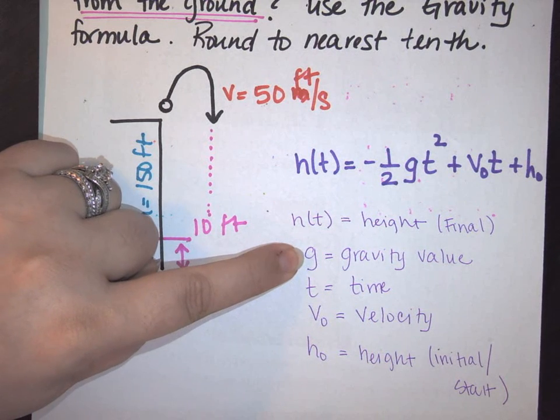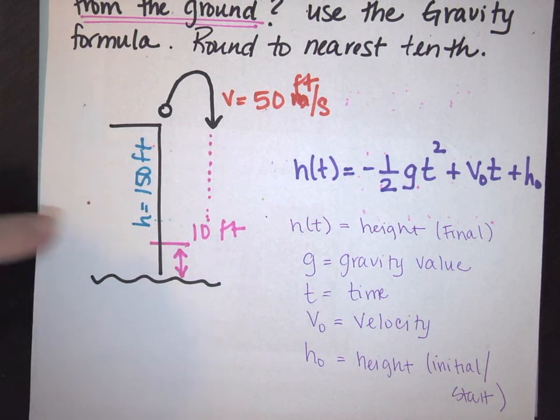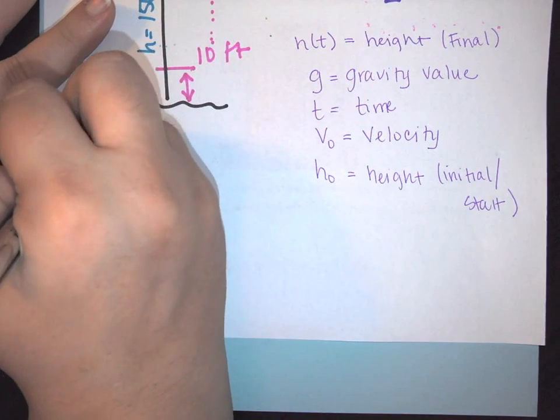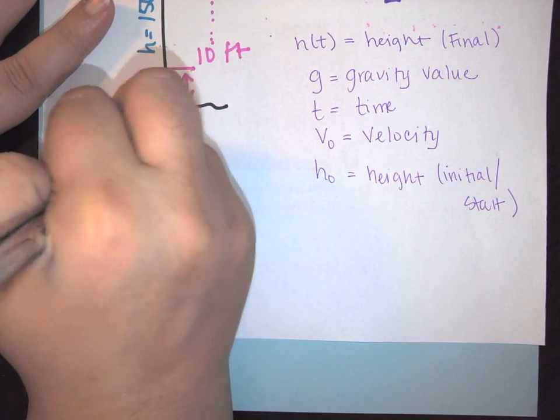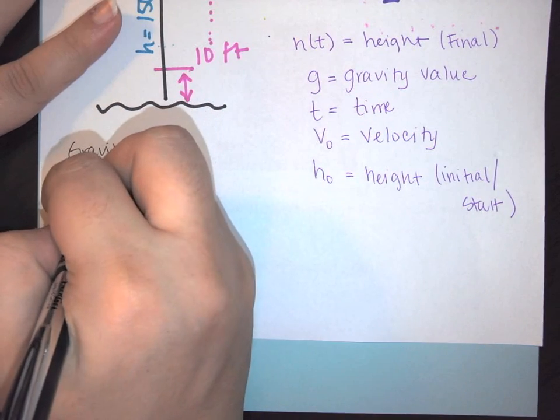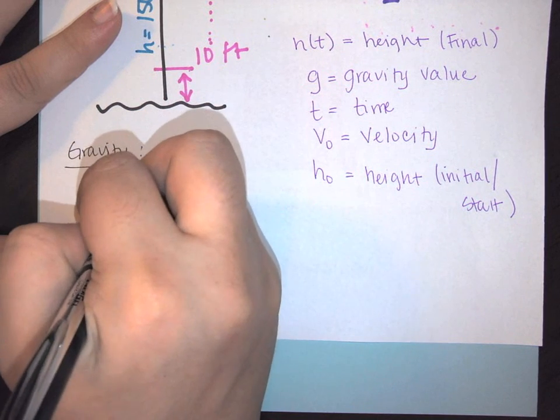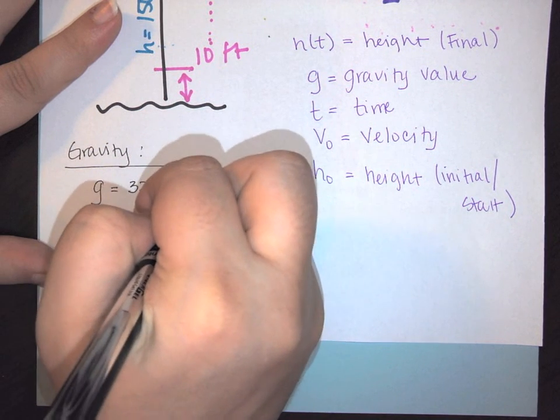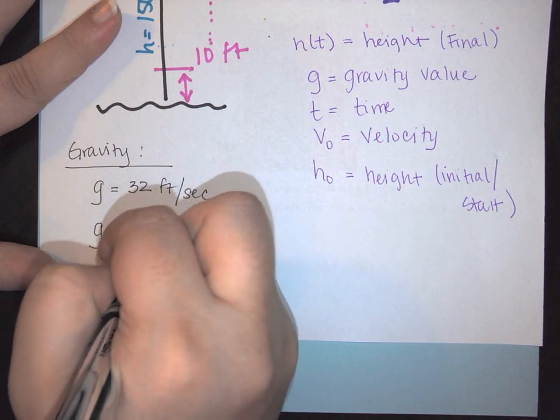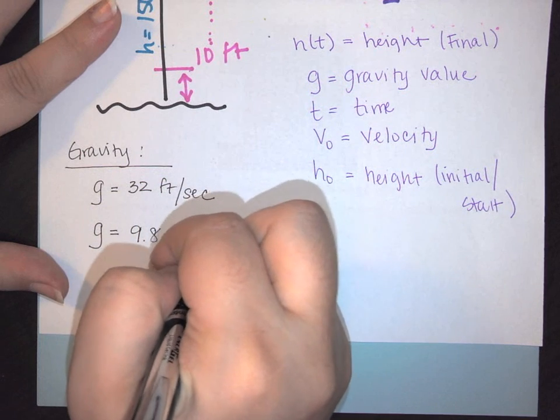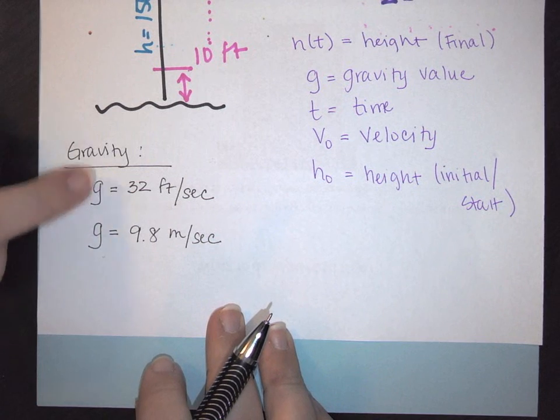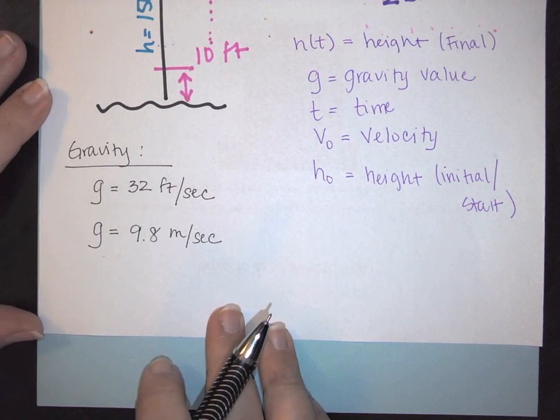Well, what is the gravity value? The gravity value is a constant value. So when we're talking about gravity, we are talking about a value that does not change. So we have either that g is going to be 32 feet per second, or that g is going to be 9.8 meters per second. So the units of your problem are very important because they tell you which gravity value you have to use.